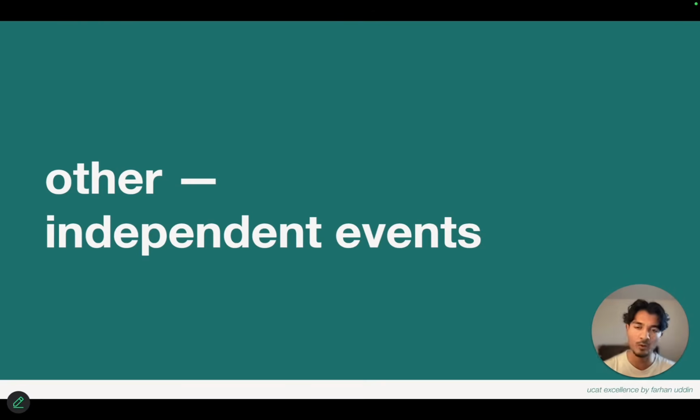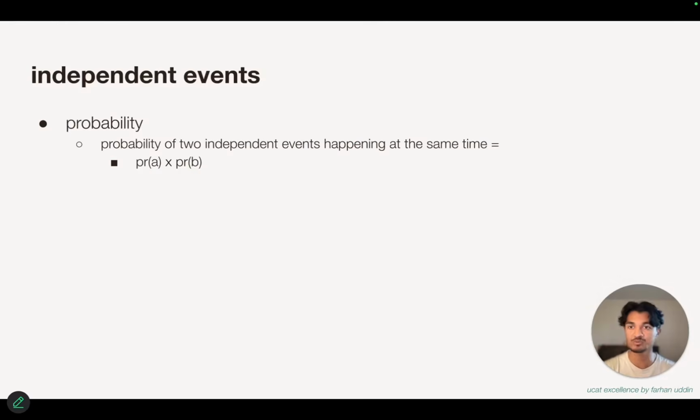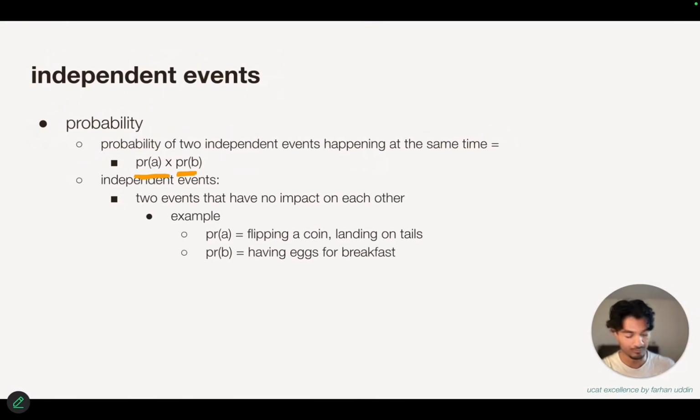And the principle that I really want you to remember is independent events. Here's what I want you to remember. The probability of two independent events happening at the same time is the probability of event A multiplied by the probability of event B. That's it. That's all you need to remember. Now, what actually is an independent event? It's basically events that have no impact on one another.